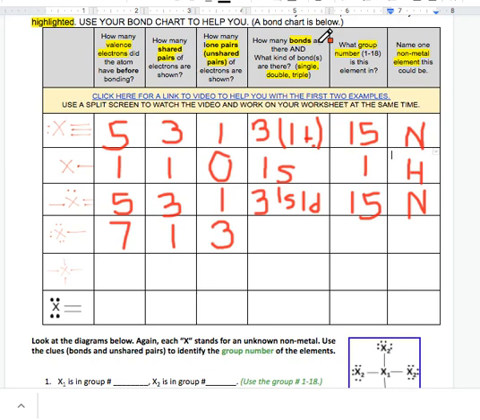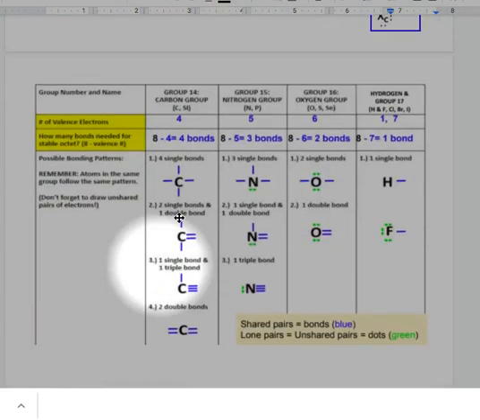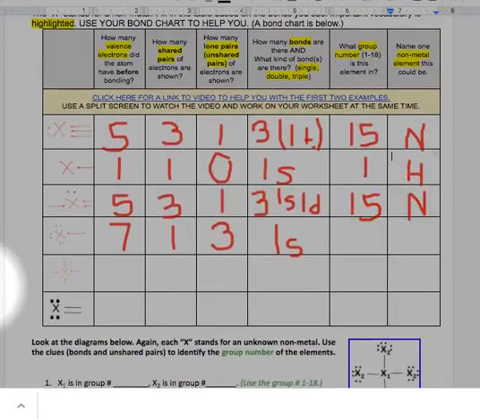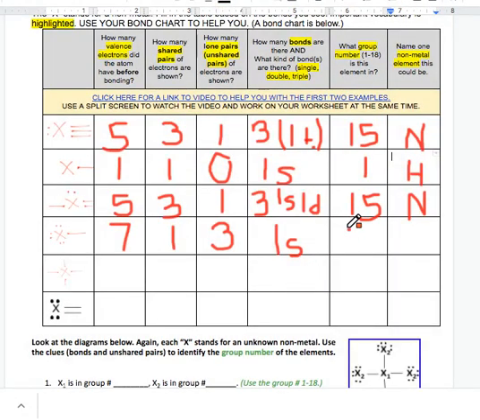How many bonds are there and what kind of bonds are there? So this time I see 1 bond and it's a single bond. 1 S. So if it's 1 bond and I look down at my bond chart, I see the ones with 1 bond are over here. It's either hydrogen or group 17. And so to know which is which, I have to look for those unshared pairs. So group 17 has 7 valence electrons, 6 are unshared, and 1's in the bond. So this must be group 17. And that means that it could be that F like we saw below.